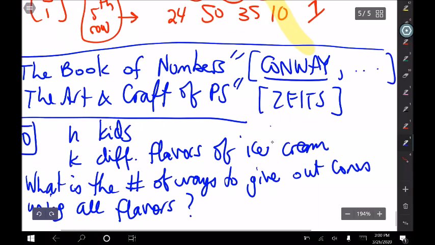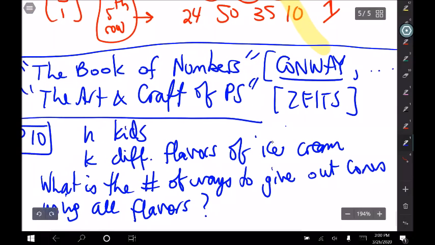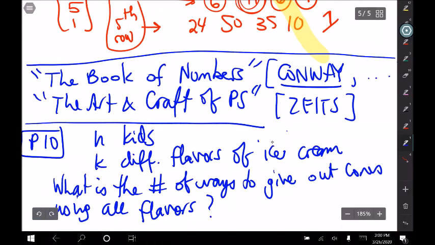So you want to make sure that each kid gets an ice cream, and they can only pick one flavor. Oh, okay, already there are some solutions, all correct answers, and you want to make sure all the flavors have been used. Yes. Okay, do you guys agree that the answer would be the Stirling numbers of the second kind multiplied with k factorial?